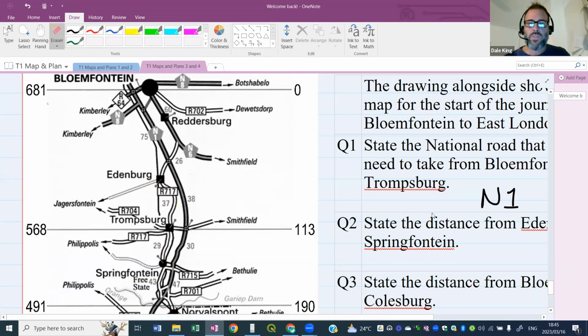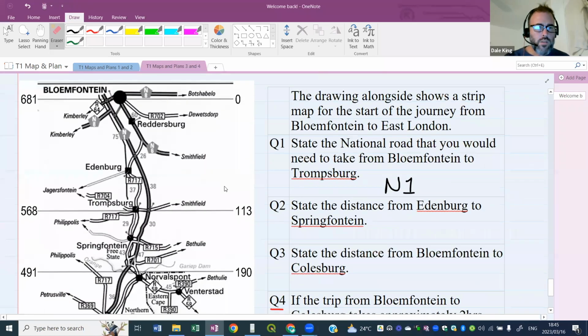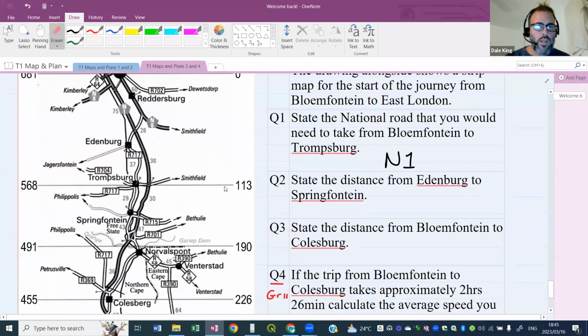All right. Next question. State the distance from Bloemfontein to Colesberg. Now, where is Colesberg? Let me zoom out a bit. Okay. All right. So here's Colesberg at the bottom. Okay. Here at the bottom is Colesberg. What is the distance from Bloemfontein, the start of the route, to Colesberg?